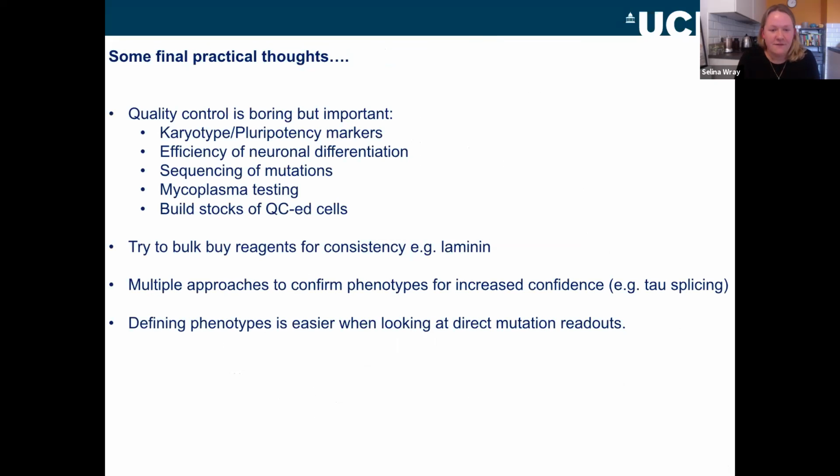And so I just have some final practical thoughts, if people are looking for tips to take away to the lab with them.